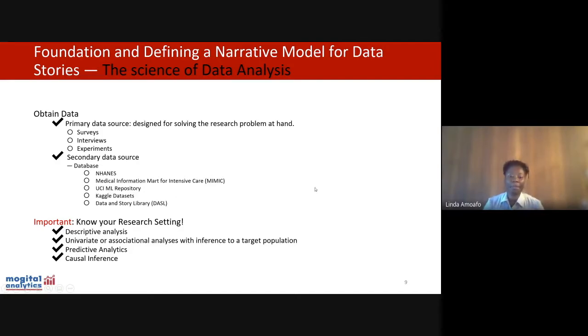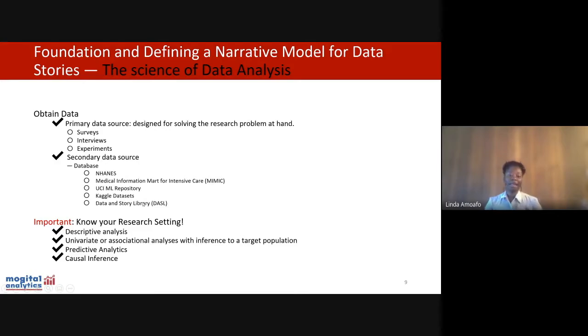And then there's also MIMIC, the Medical Information Mart for Intensive Care. There is the UCI Machine Learning Repository, which I think most of us have used if you are taking some machine learning classes and at the end of the class you need to have a presentation or a data analysis. These are mostly places where you could take your data set, which I know most of us are aware of. And then there's the Kaggle data sets as well, and the Data and Story Library that you could get data from.